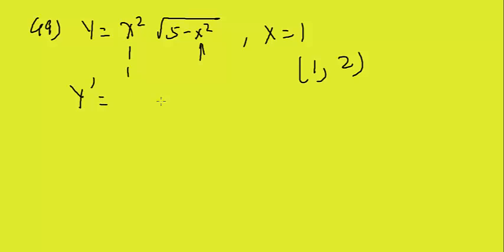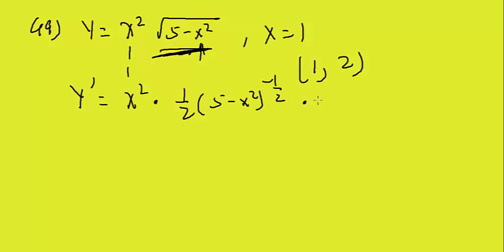Let's find the slope. Product rule. First times derivative of the second, but what's the outside function here? 1/2. So 1/2 times 5 minus x squared to the negative 1/2 times the derivative of the inside, which is negative 2x. Okay, but I'm not done. Plus second, which is root of 5 minus x squared, times the derivative of the first, which is 1.